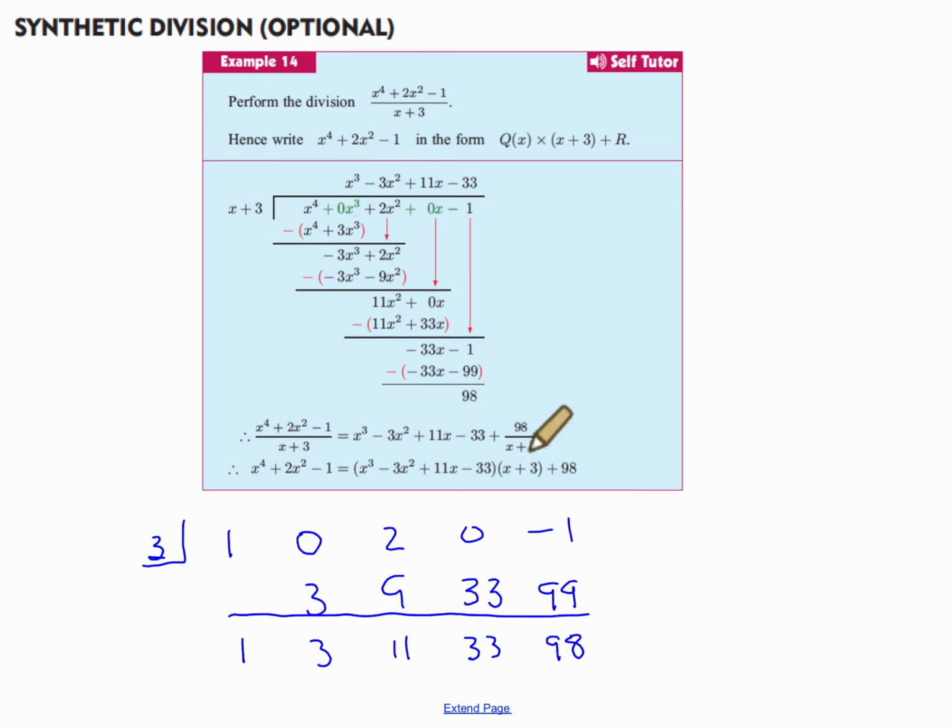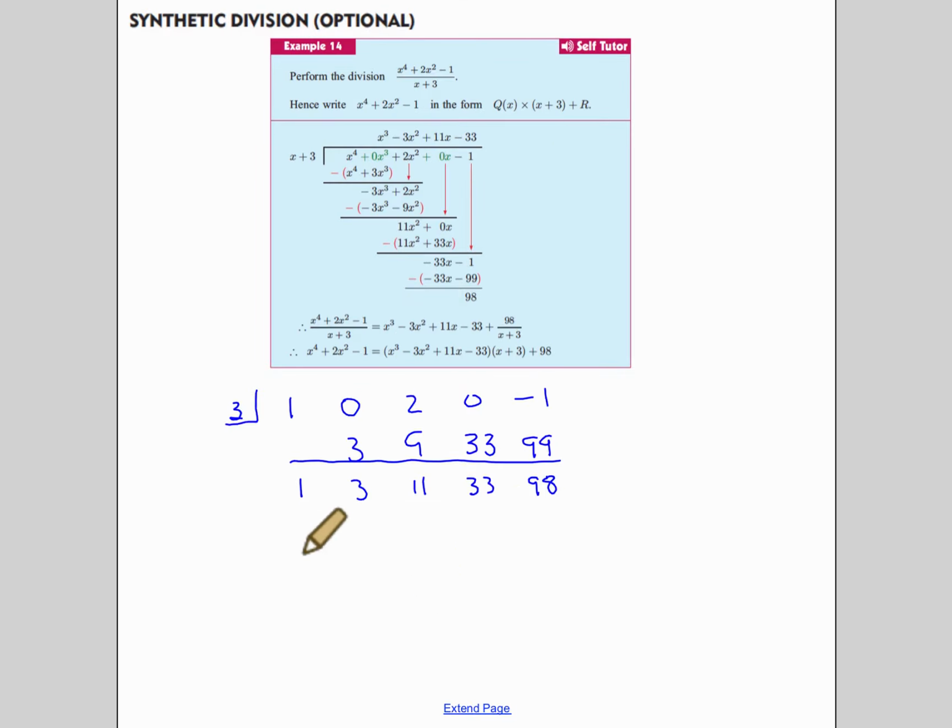So the result of this division, again, I'm going to go 1 less than the dividend. As far as the exponent goes, it's going to be, let me extend the page here, 1x to the 4th. Oops, nope, cubed. I broke my rule there. 1x cubed plus 3x squared plus 11x plus 33 plus 98 over the divisor, which was x plus 3.